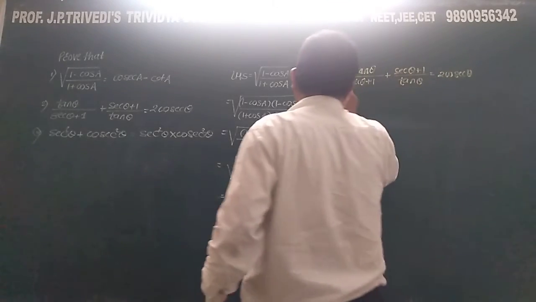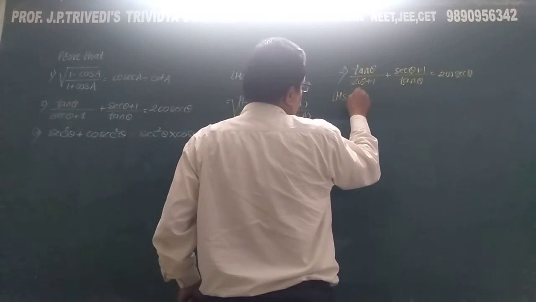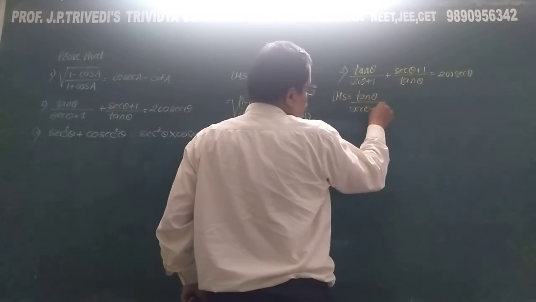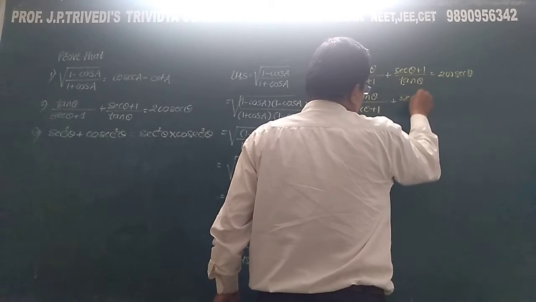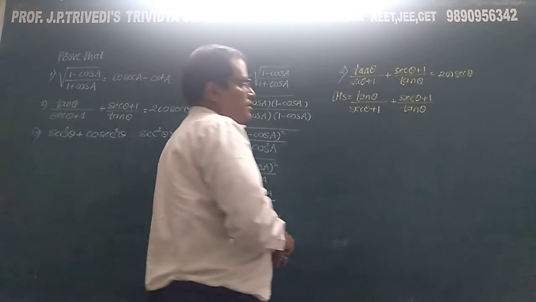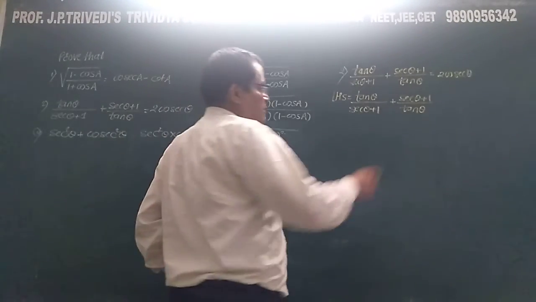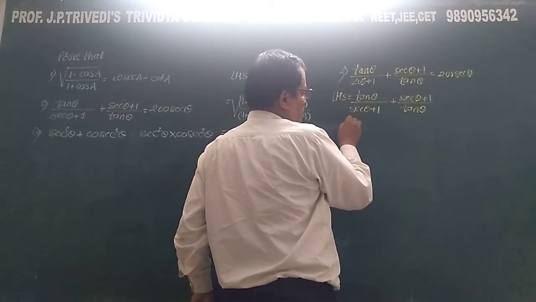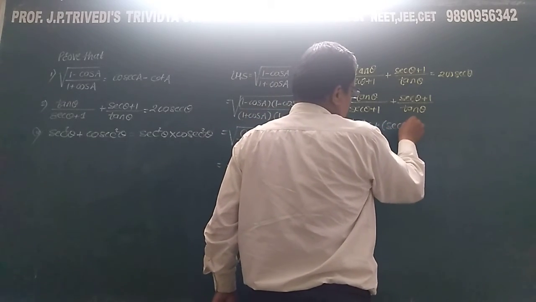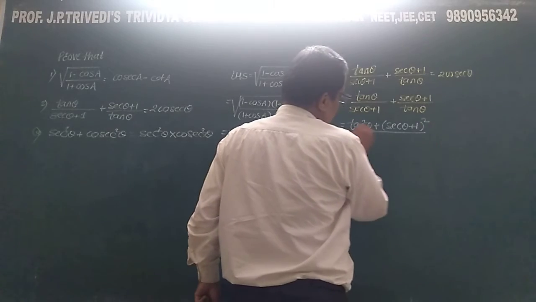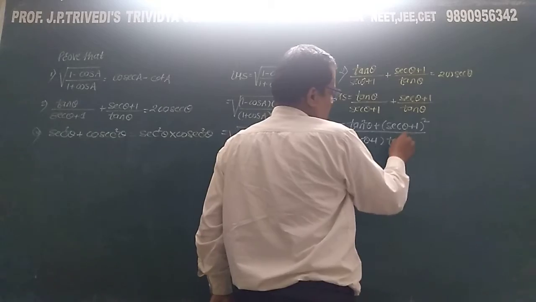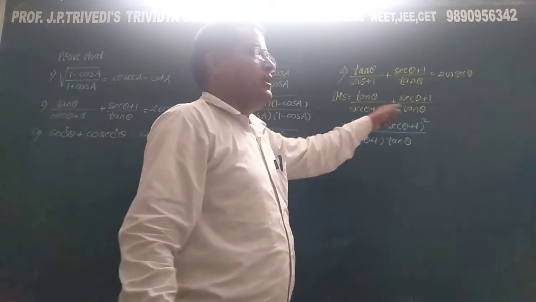Now here, LHS. What is LHS? LHS is tan theta upon sec theta plus 1 plus sec theta plus 1 upon tan theta. So taking cross multiplication, tan theta into tan theta is tan square theta plus (sec theta plus 1) whole square, divided by (sec theta plus 1) into tan theta. Denominators are different, therefore taking cross multiplication.